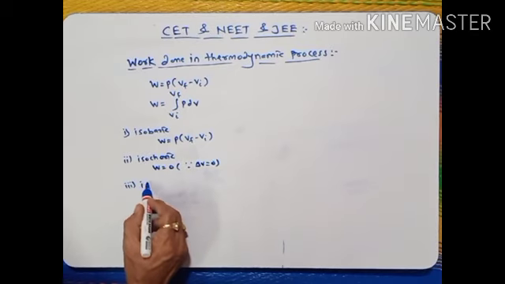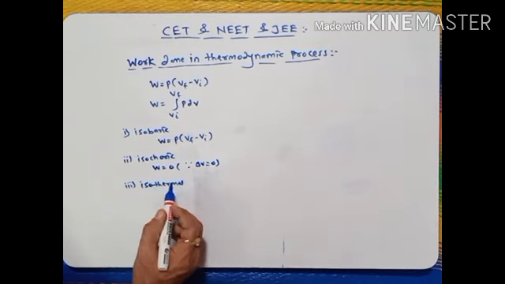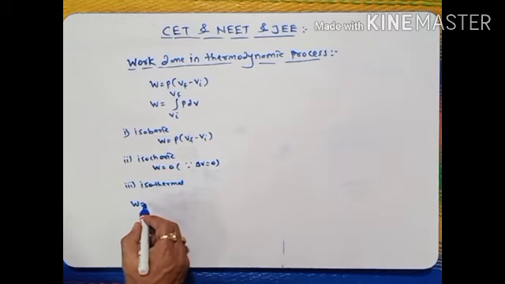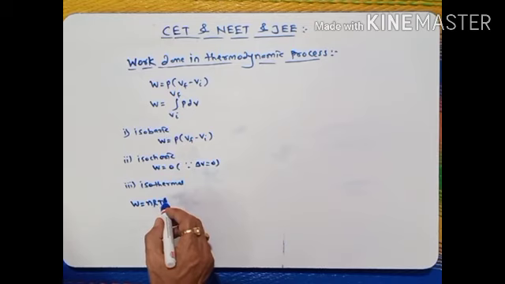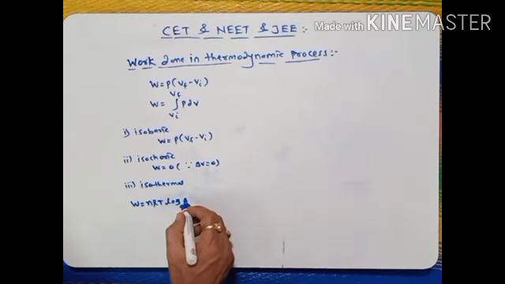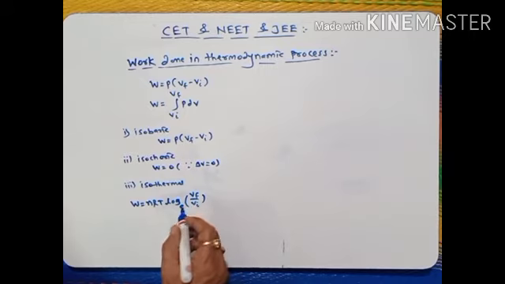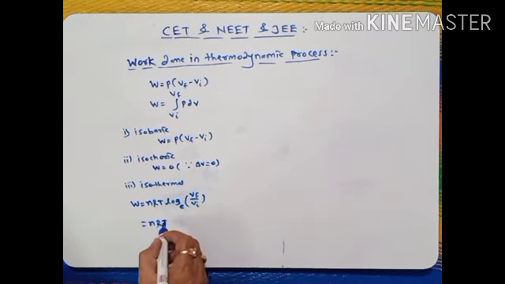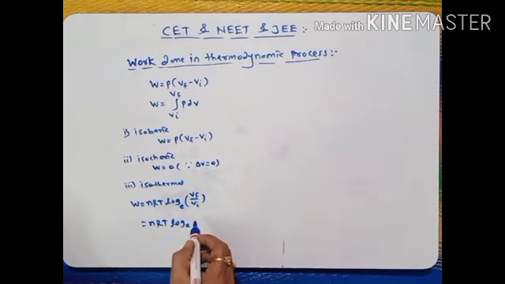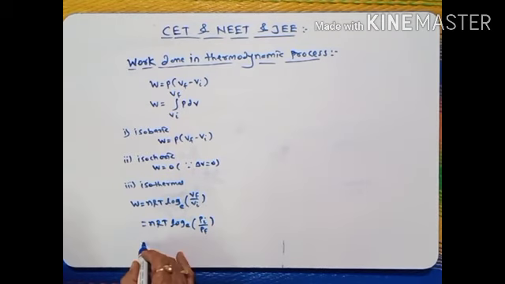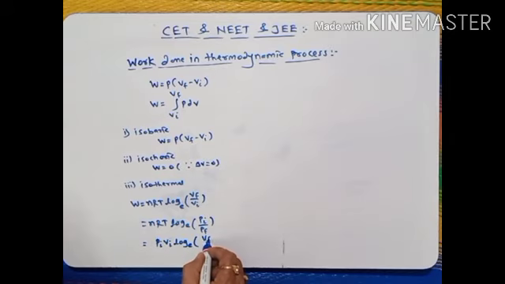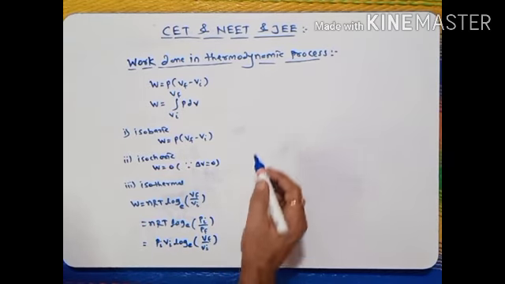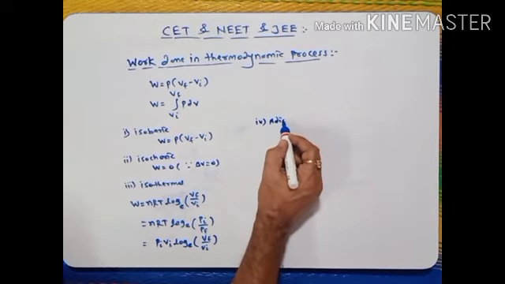Third one, for isothermal, W is equal to nRT log to the base e of Vf upon Vi, which is equal to nRT log to the base e of Pi upon Pf, or which is equal to Pi Vi log to the base e of Vf upon Vi.